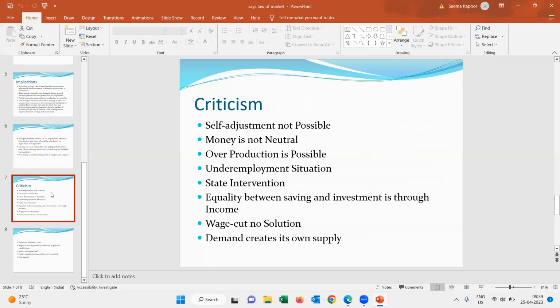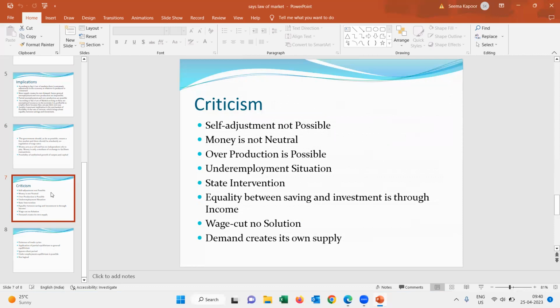Say's law was tested in the post-World War scenario, when the world economies were all war-shattered economies. Its implications and solutions were applied, and it was then realized that whatever is explained does not exist in reality. The self-adjustment mechanism on which Say's law is based was not found.